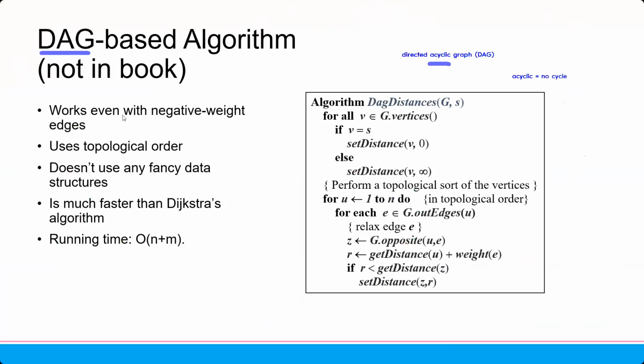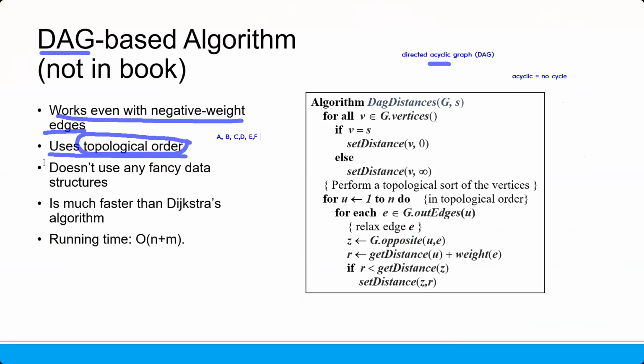It works with negative weight, and it uses topological order. So what does it mean by topological order? The topological order, we say that it is based on the alphabet. For example, if you start with A, then we can find any words starting from A. And then next we start from B, and then C, and then D, and then E, and then F, and so on. So we call this the topological order.